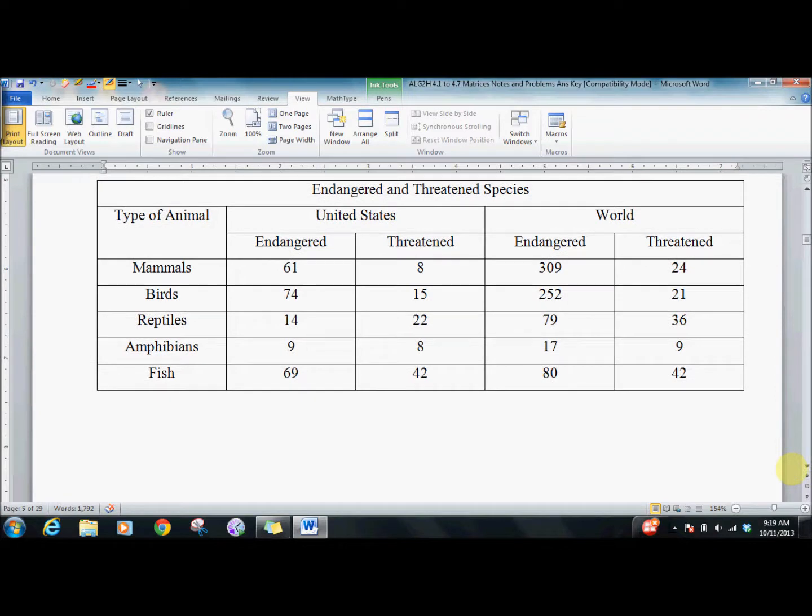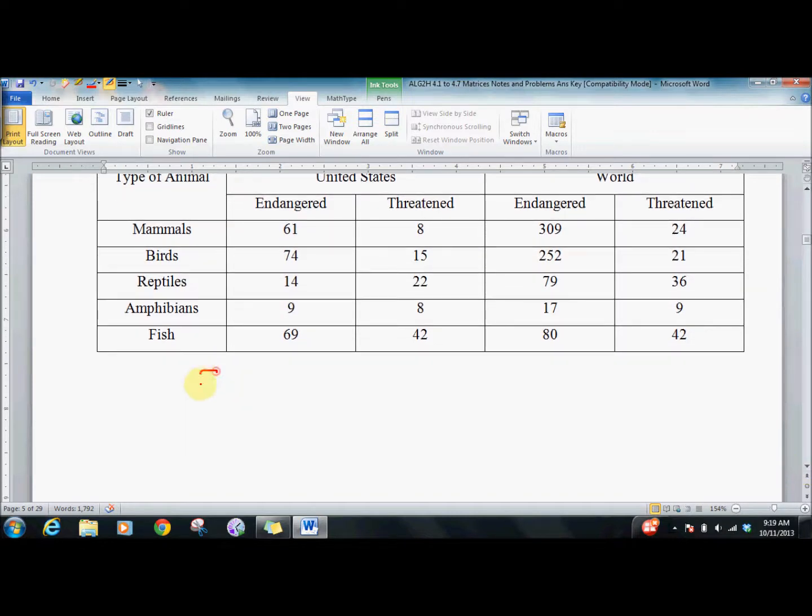But at any rate, we need to set up some matrices. So we have one right here. This is the US. Actually, change my mind. I'm going to do the world first. I'll just write world above it to keep it straight. 309, 252, 79, 17, 80, 24, 21, 36, 9, 42.